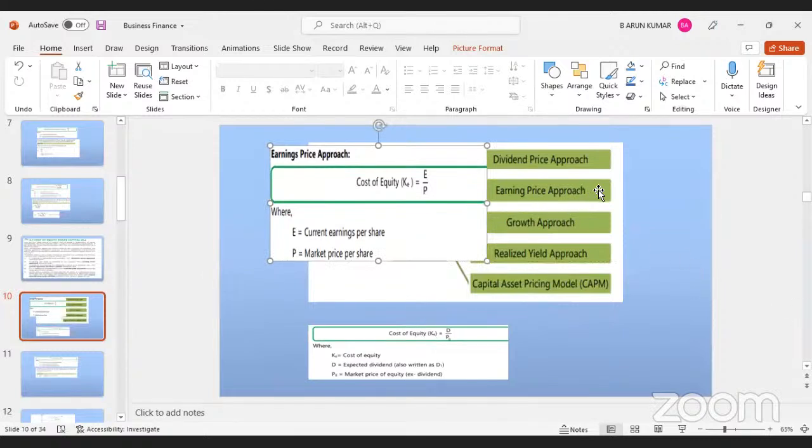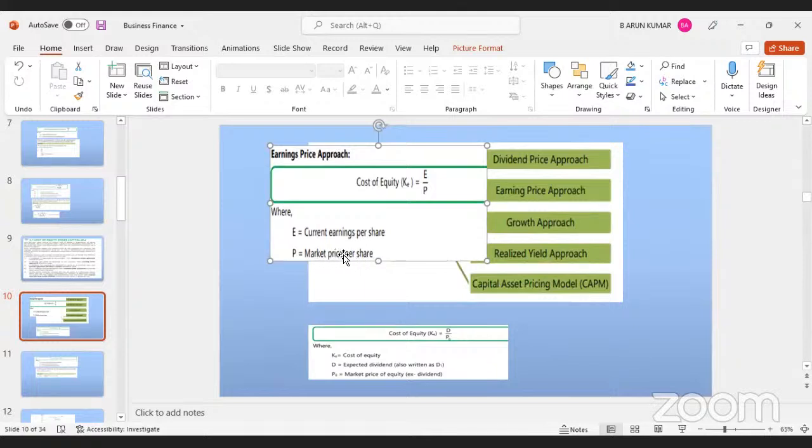Second one, earning price method. In this earning price method, we use the formula that cost of equity equals E by P. E means current earning per share, how much profit our company is earning in this particular financial year. That means current earning per share, that is EPS, and market price per share.